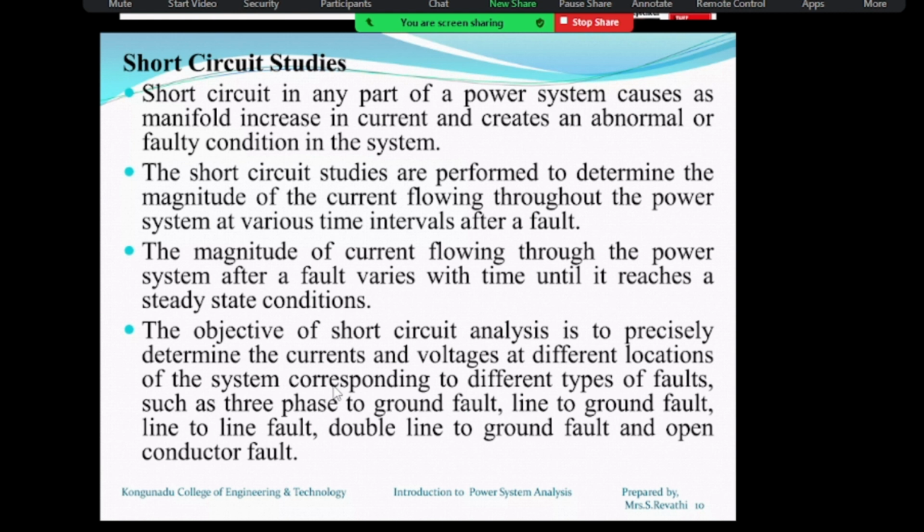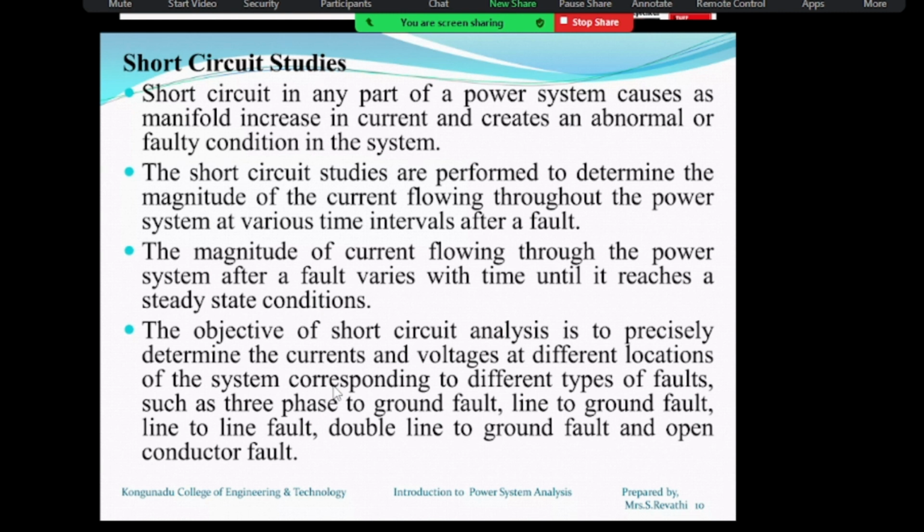Due to the short circuit, the current increases and the voltage becomes zero, because in a short circuit there will be no resistance. Because of zero resistance, the current will increase and the voltage will drop to zero. This is the faulty condition, an abnormal condition in the power system. We do this short circuit analysis in power system analysis.